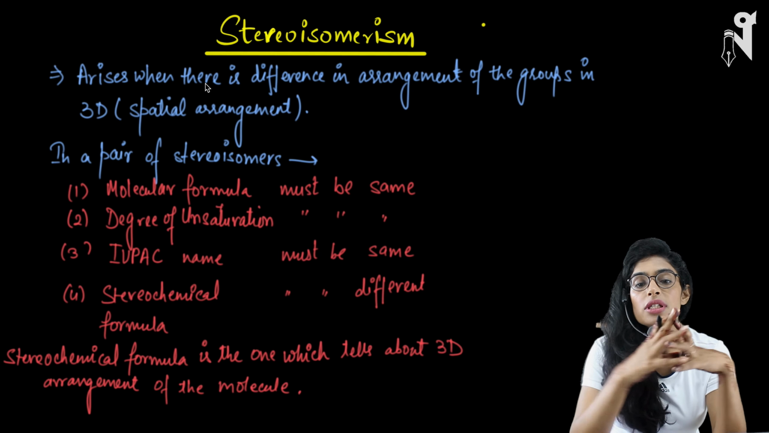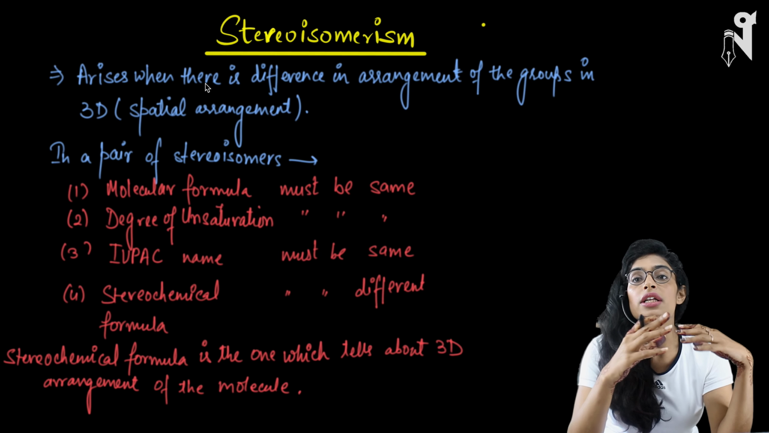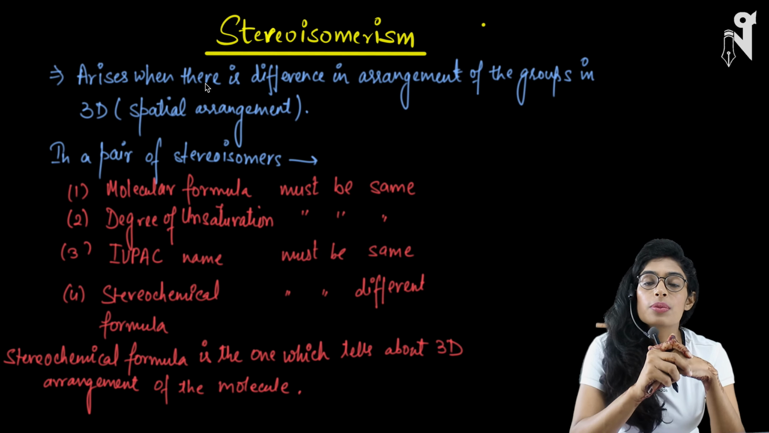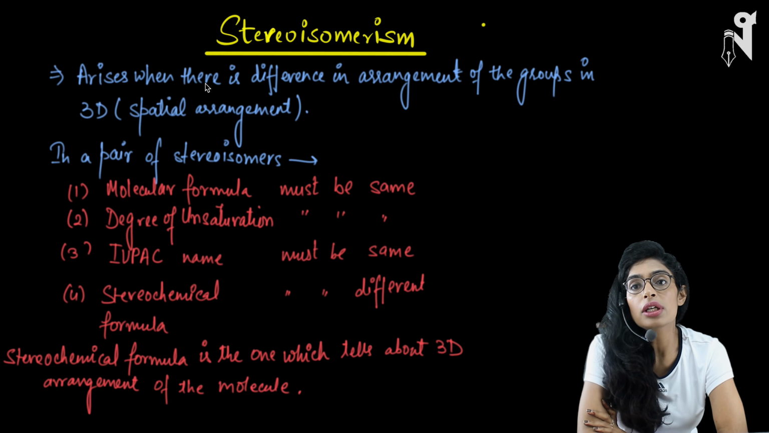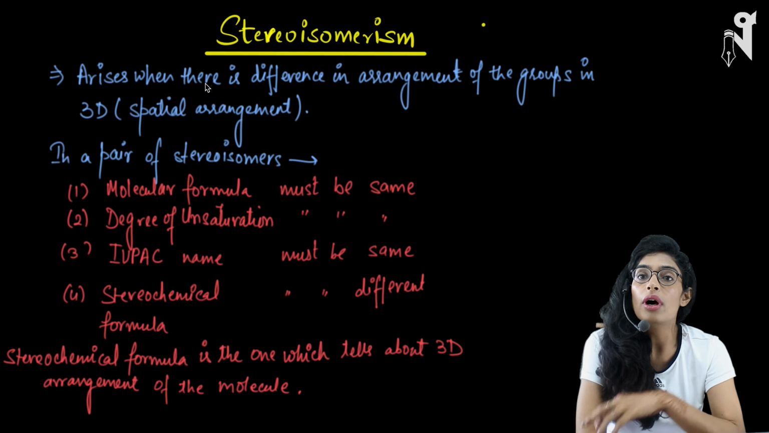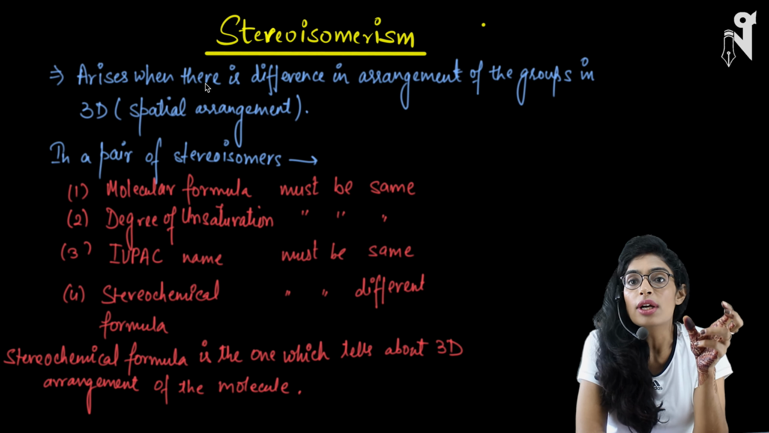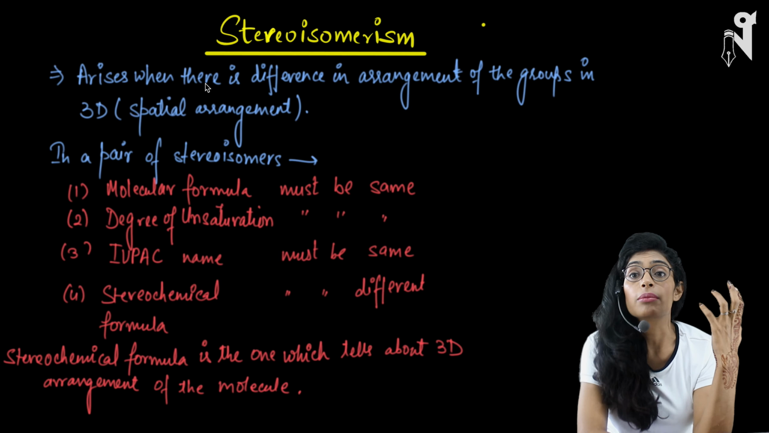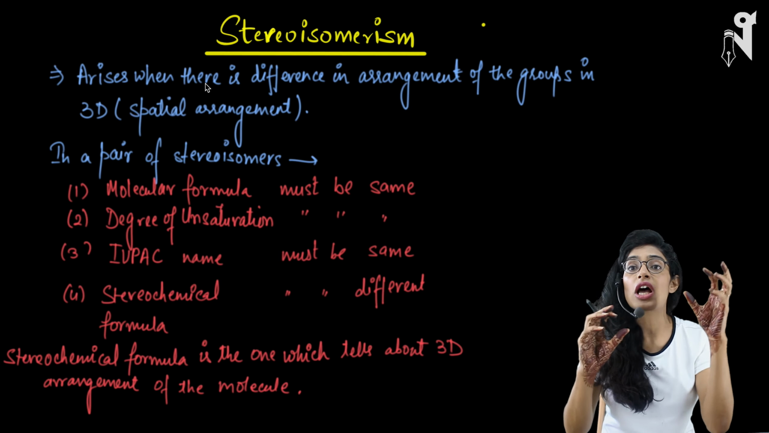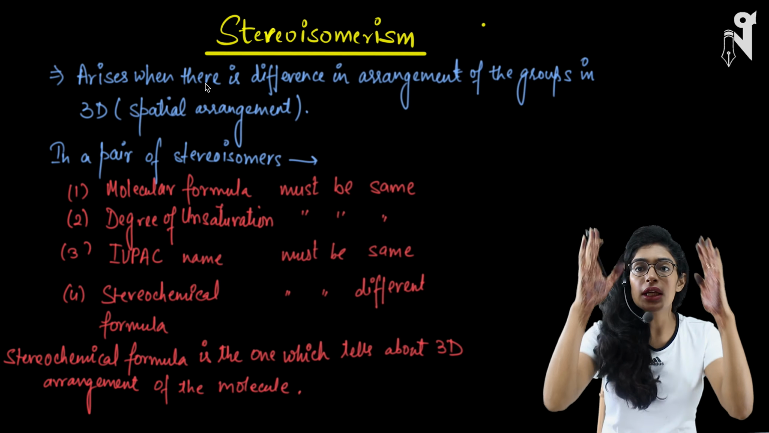It is a type of isomerism which arises due to difference in the arrangement of the groups in space. When I say in space, that means the molecular formula and the actual structural formula are also the same. The name of the compound is also the same. The only difference is how the groups have been attached to carbon in a 3D geometry.